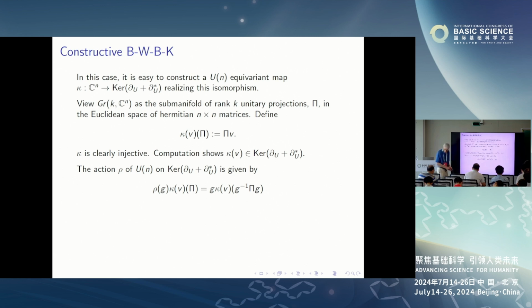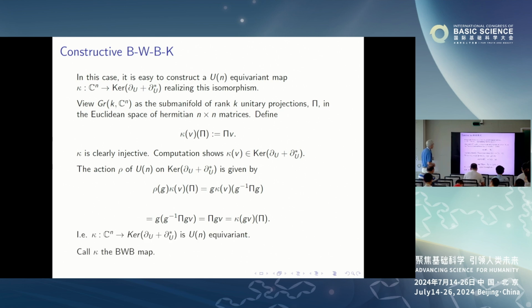And then an action on the fiber, given by the usual action of G on C^n. If you remember that kappa v was just taking g inverse pi g and acting on v, then it becomes this next line. When you undo the g's and g inverses, you just get pi of gv, which is kappa of gv at pi. So we've just intertwined: rho g of kappa is kappa of gv. Just a trivial computation. So we see that's U(n)-equivariant and clearly an isomorphism. Okay, so let's call kappa the BWB map, for Borel-Weil-Bott.